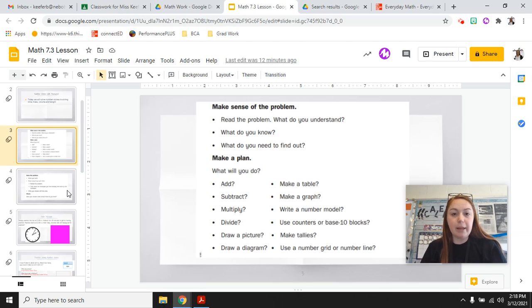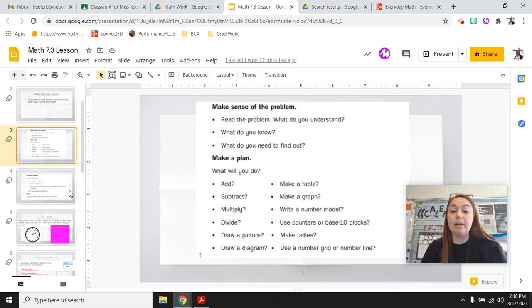Then you want to make a plan. So what will you do? So basically you're looking at what operation do you need to do? Is it addition, subtraction, multiplication, or division? Is there a picture or a diagram you need to do? Do you need to make a table, a graph? Are they asking you to write a number model?